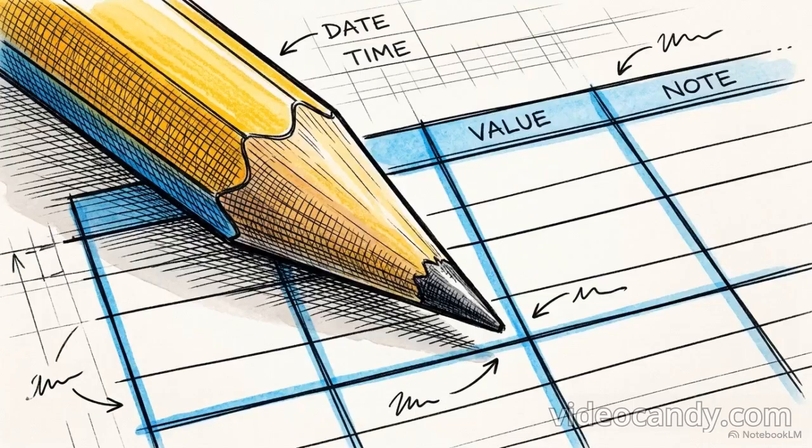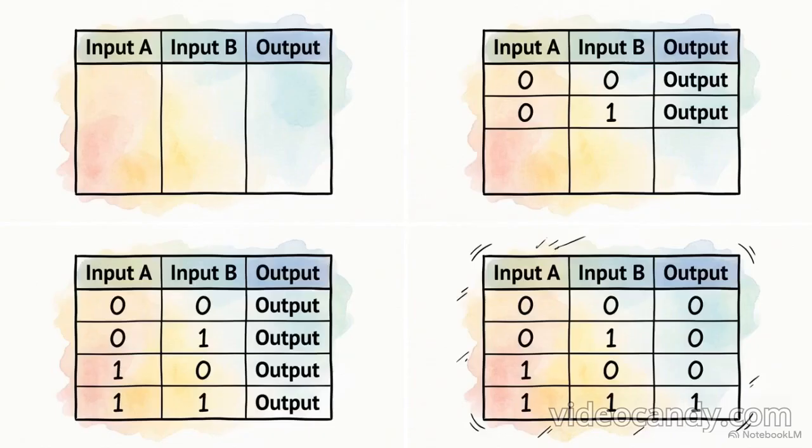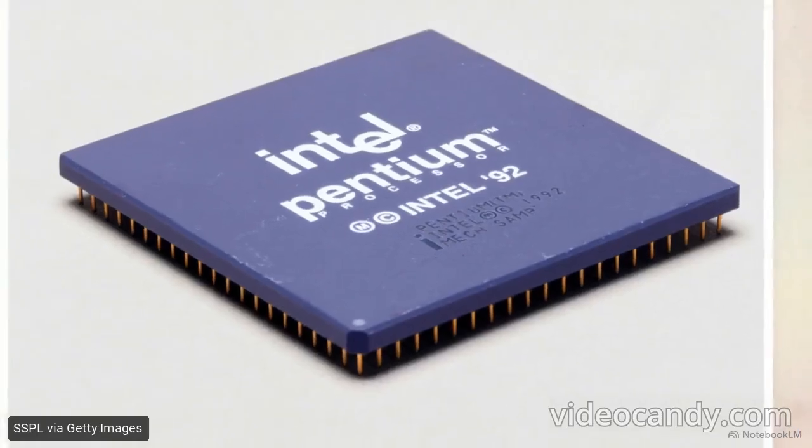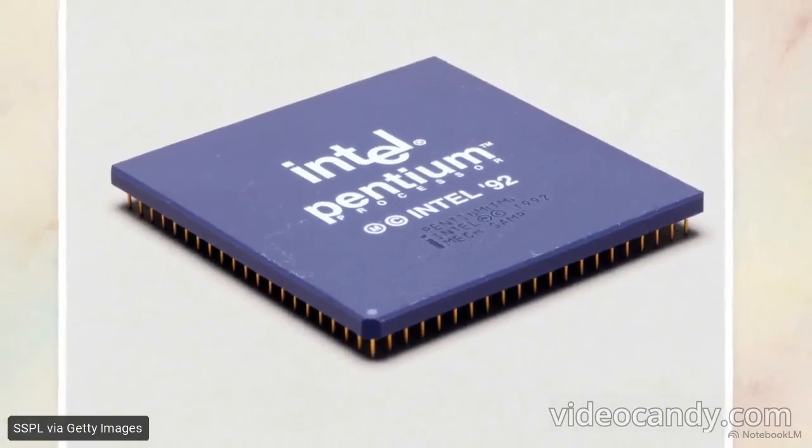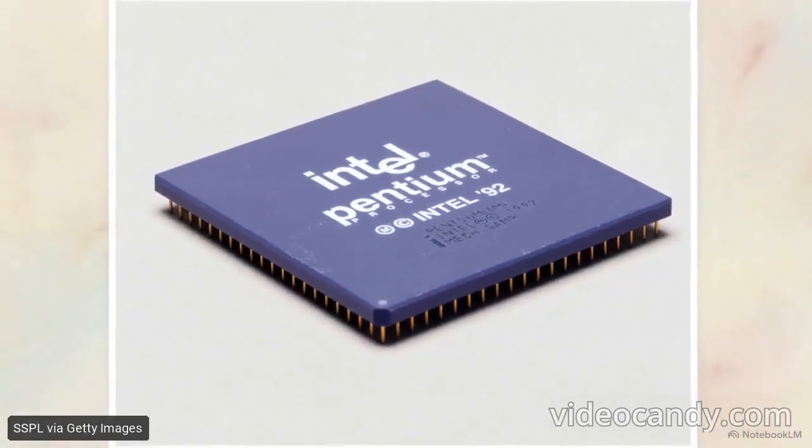To track these physical behaviors, we rely on a truth table. This is an essential mathematical matrix that predicts every possible combination of input voltages and their resulting logical output. Binding binary numbers to specific voltage levels is what makes a physical circuit capable of processing abstract information.